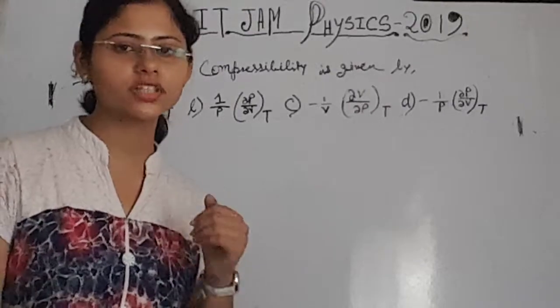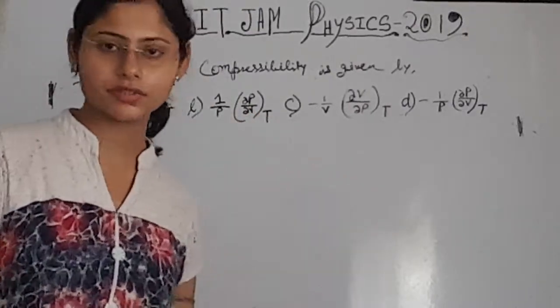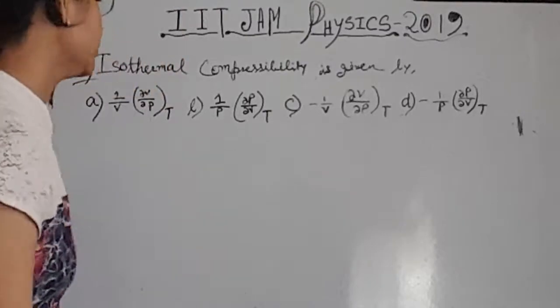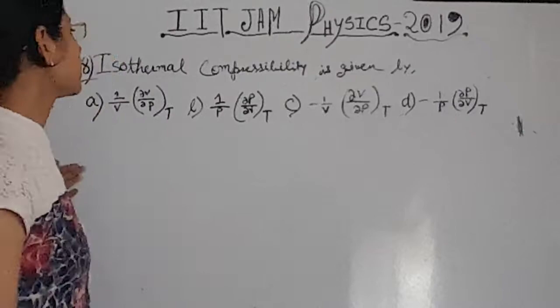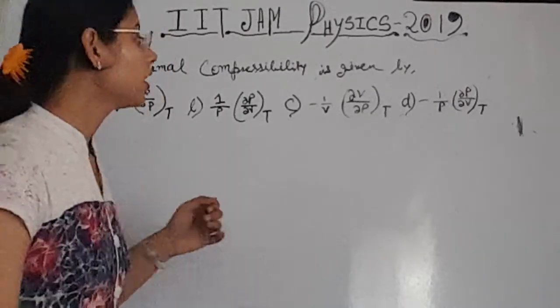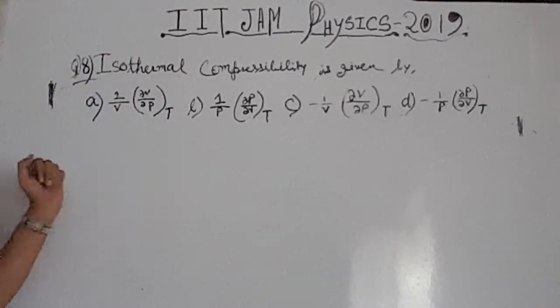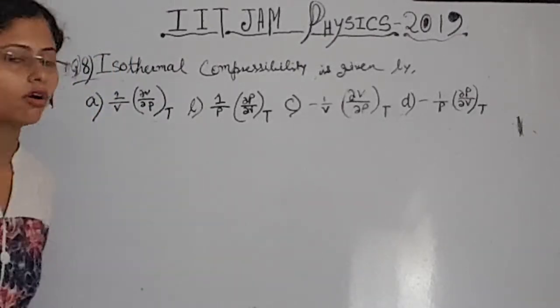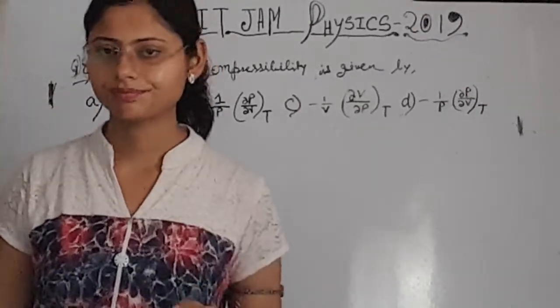Today we are solving the IIT JAM Physics 2019 paper. Here is a question from thermal physics. The isothermal compressibility is given by what? Four options are given. So now, what is the isothermal compressibility?